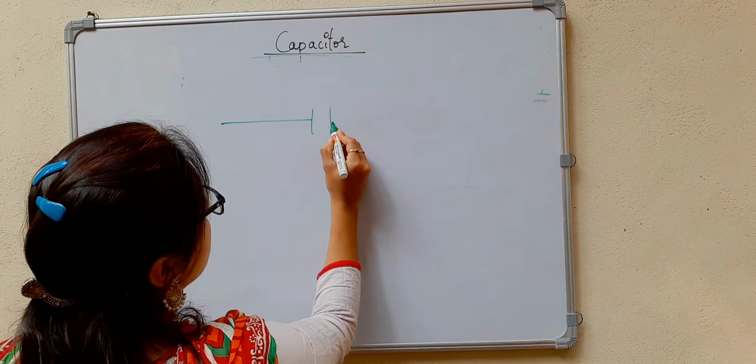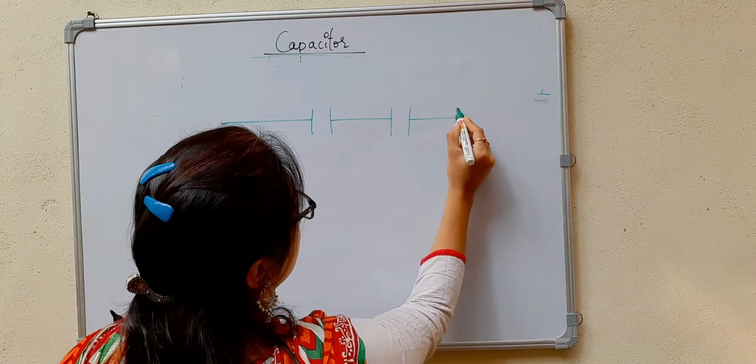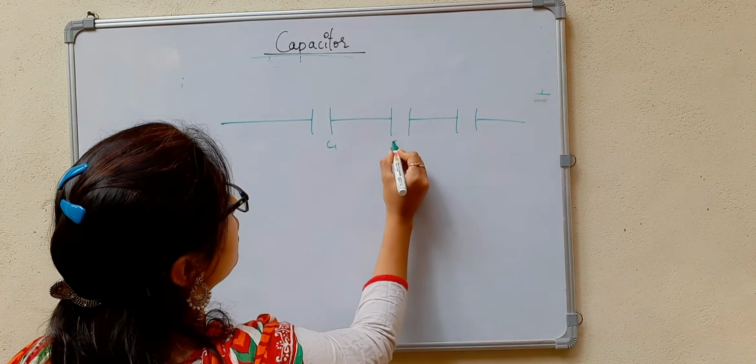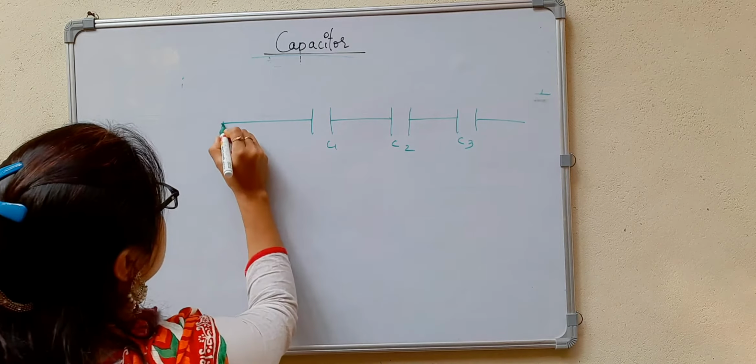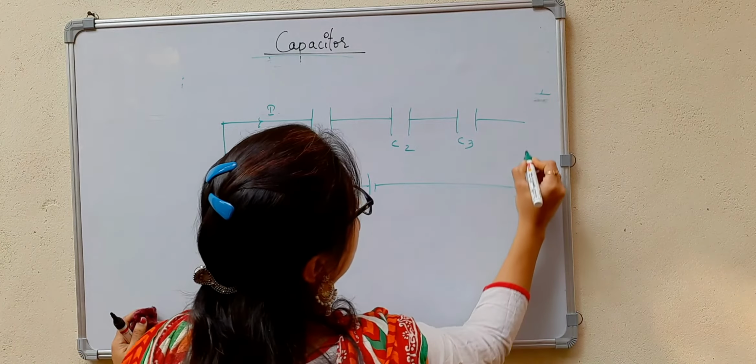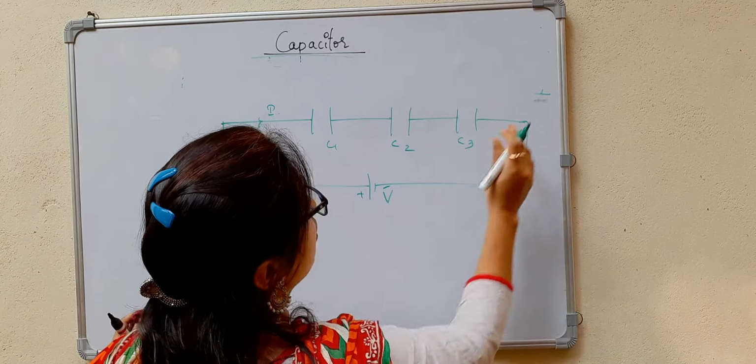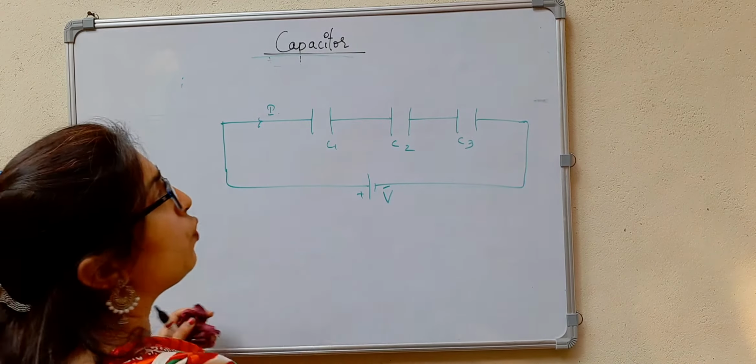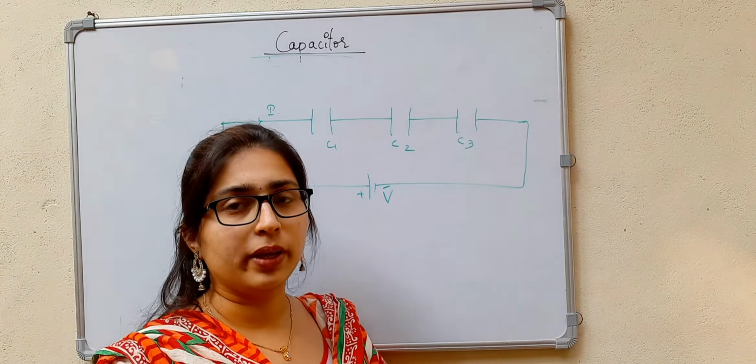Capacitors in series combination: C1, C2, C3. This is the current I, and this is the voltage V. Now the current that is flowing through the capacitors will be equal.